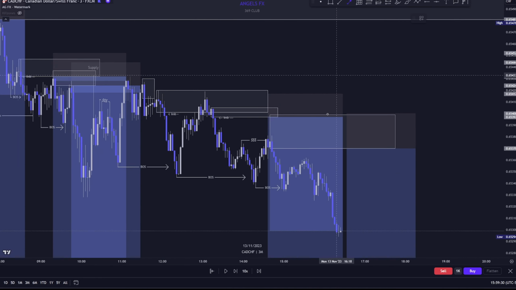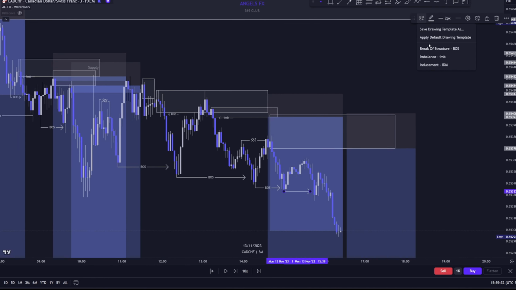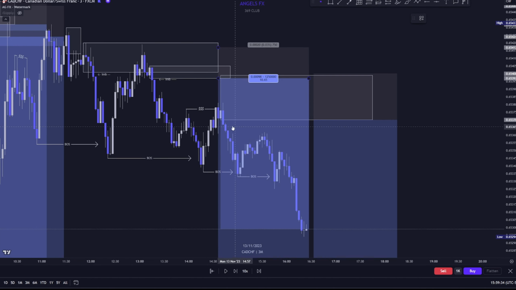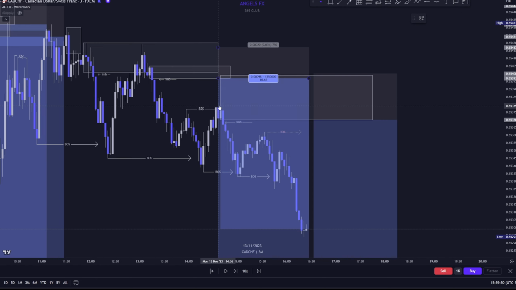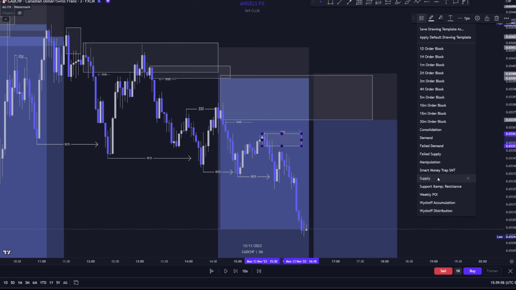So again, we have our breakout structure. Tell me, from here to here, where is our inducement, in this zone? Correct, this is our inducement. Why? Because we have inefficiency right here. Let's mark it. This high gave us a new low, so this is a smart money trap, inducement. So I would not enter from here.